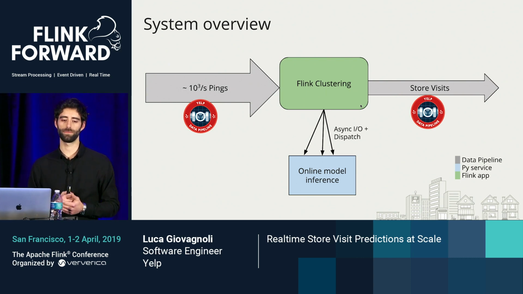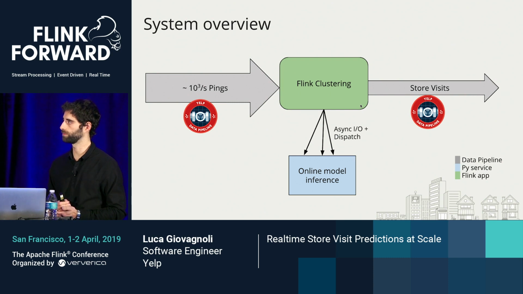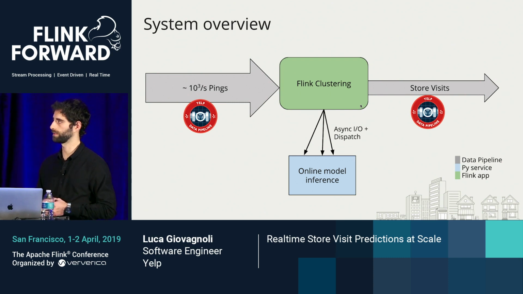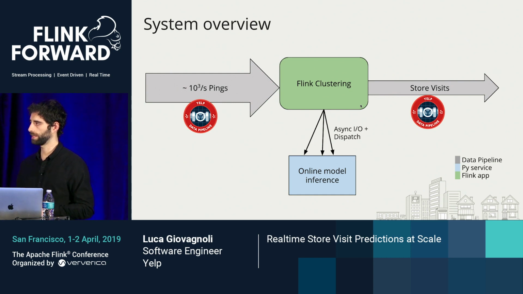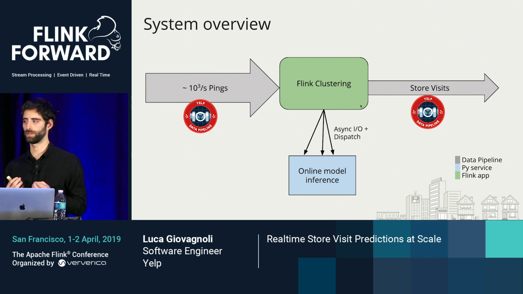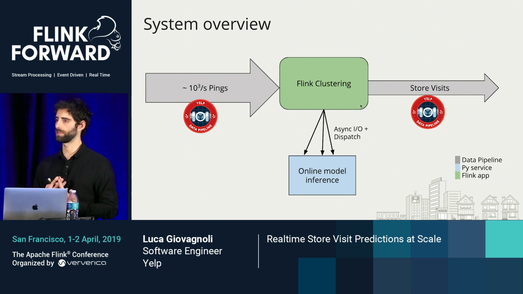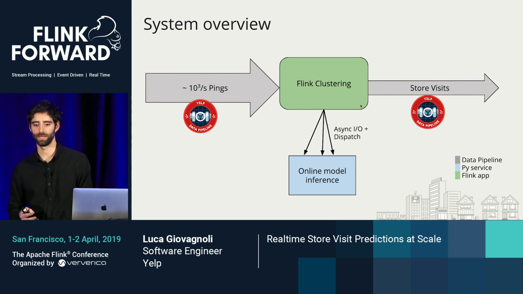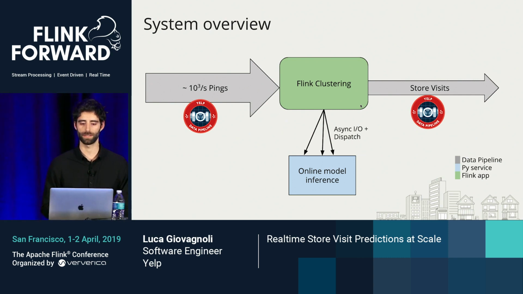We use Flink Async I/O to scale our requests in concomitance with Scala dispatch. When we get the data back, we link the predictions to the original visits, and we create an object that is called a store visit. We put it back into the Yelp data pipeline so that other teams can use the data, for example, for sending notifications.